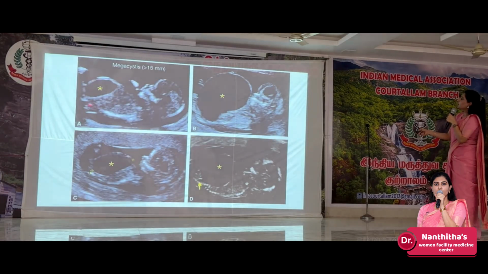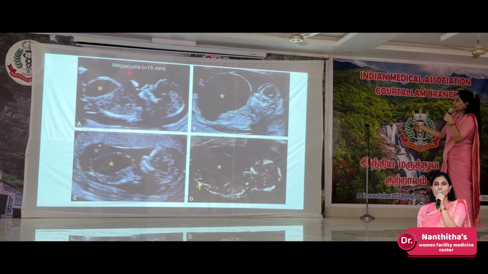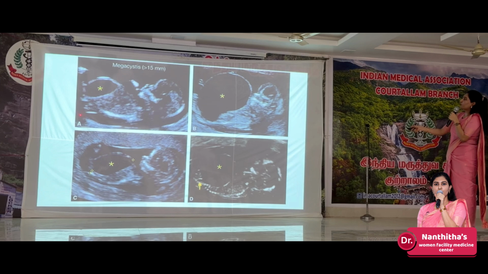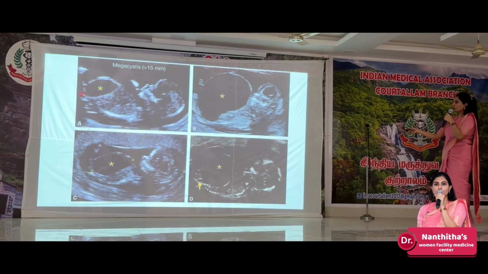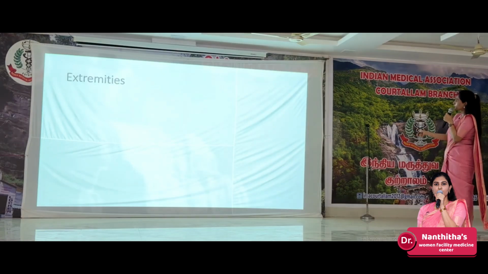If the bladder AP diameter is more than 15 mm, then it can be due to some block along the way of the bladder outlet. If it is around 7 to 15 mm, then there can be an aneuploidy risk.